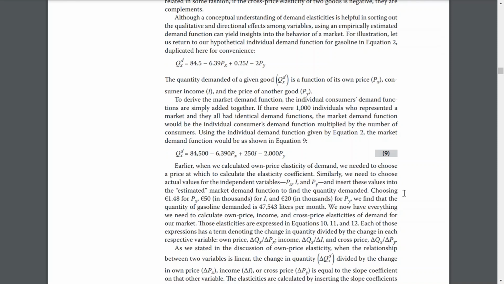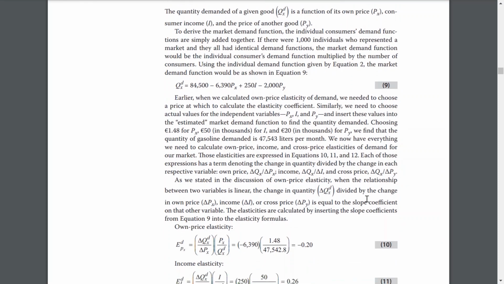To derive the market demand function, the individual consumer demand functions are simply added together. If there were 1,000 individuals who represented a market and they all held identical demand functions, the market demand function would be the individual consumer demand function multiplied by the number of consumers. Using the individual demand function in equation 2, the market demand function is shown as equation 9. So we always multiply it by the quantity of consumers.